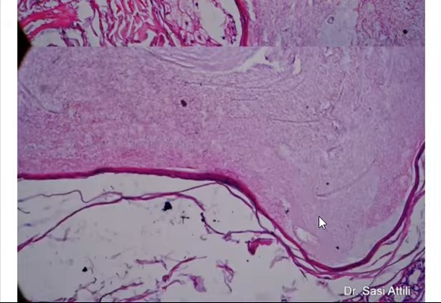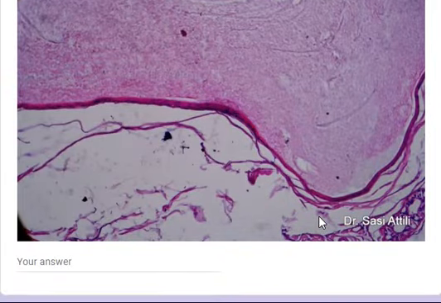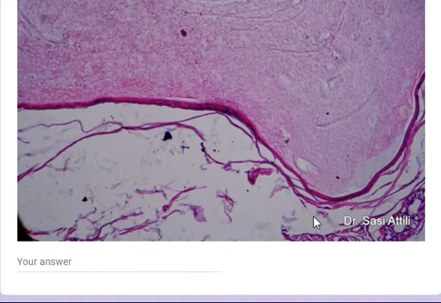Okay, this is a typical presentation of steatocystoma multiplex, and most of you have got this answer right.